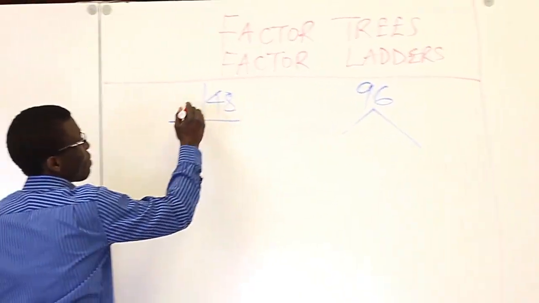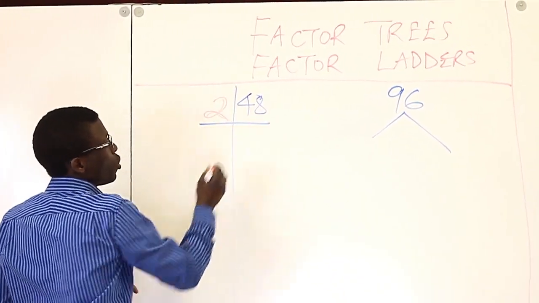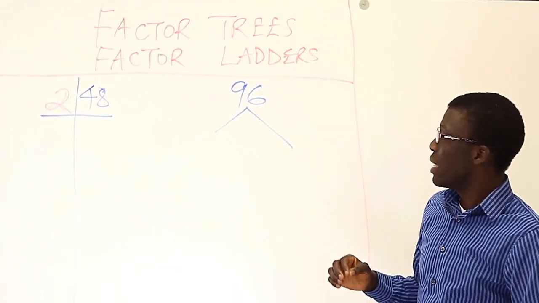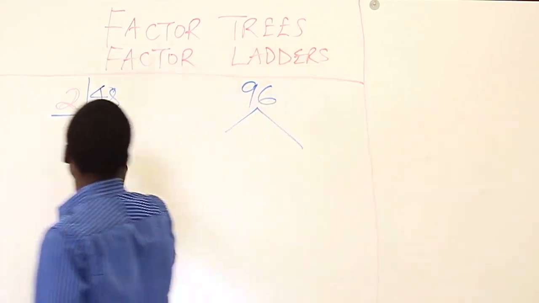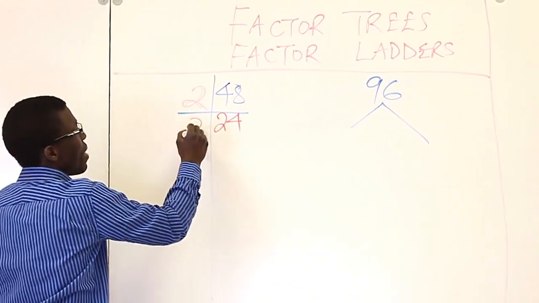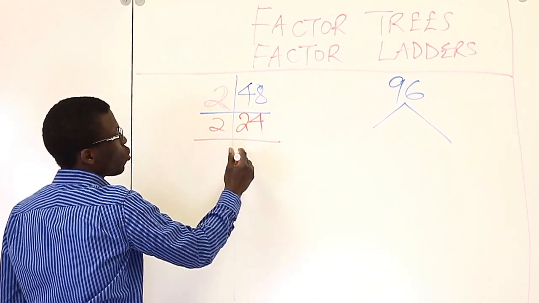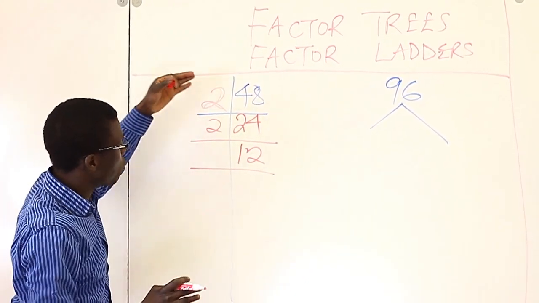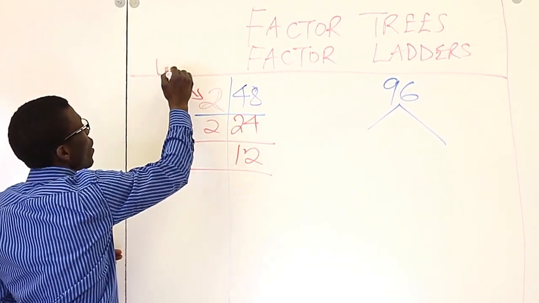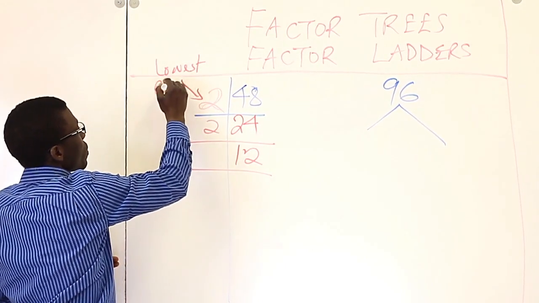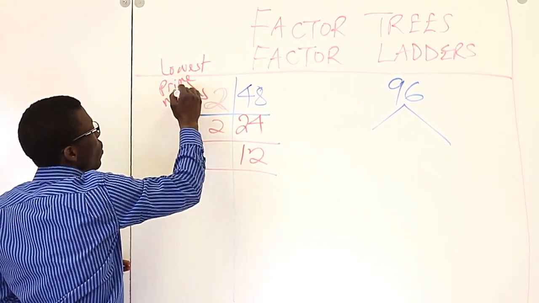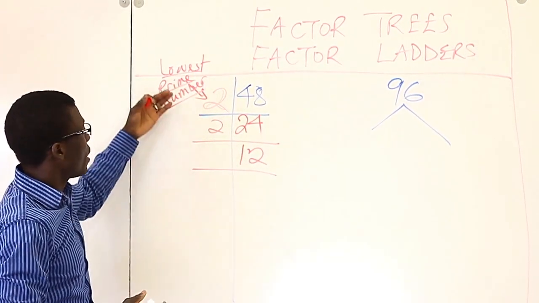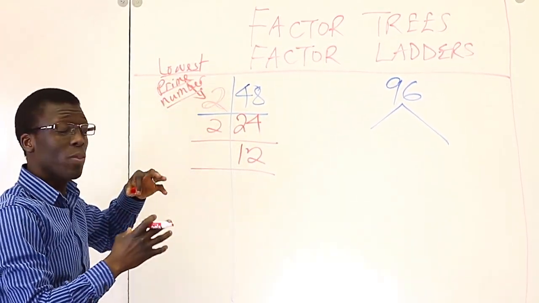So 48, I'm going to start with 2. 2 is the lowest possible number that goes into 48. And 2 goes into 48 24 times. And then 2 again goes into 24 12 times. Notice the pattern. I started with the lowest possible prime number that I know, okay? And if you don't know what prime numbers are, it'd be a good time to review that. But prime numbers are numbers that are only divisible by themselves and 1.